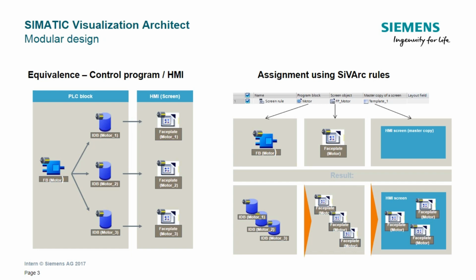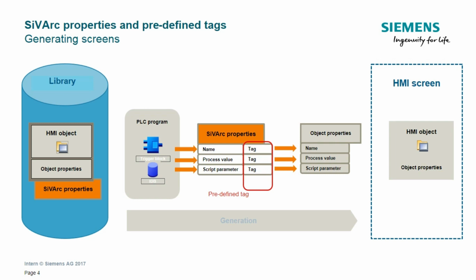The result should be, in the case that we have the 3 motor instances, that we create 3 faceplates on our chosen HMI screen. In order to generate faceplates, which are then automatically linked to our DB tags of the instance DBs, we can use our CWORK properties, which include predefined tags in order to link them to object name or process value or even script parameters.